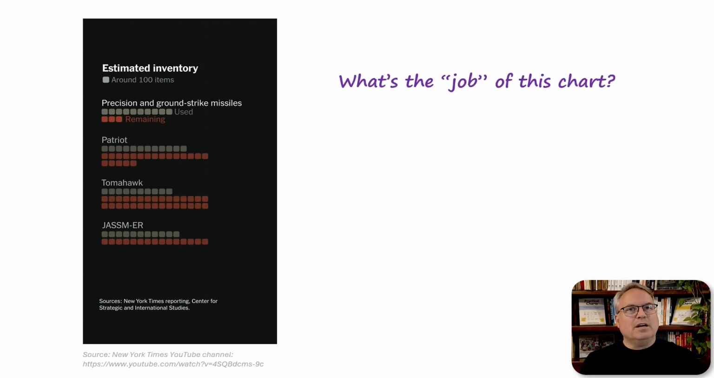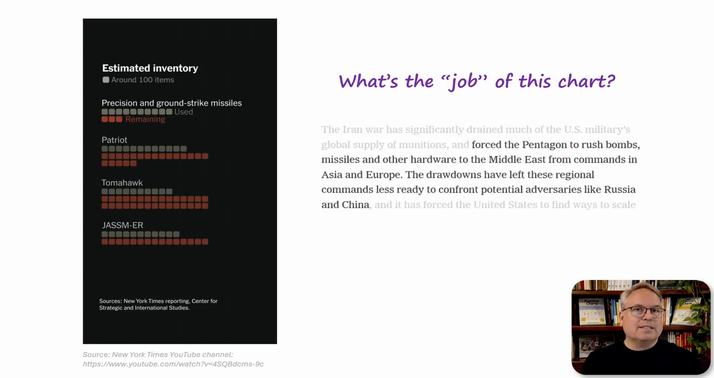And it's also not really clear what the job of this chart is. The narrator in the video had to tell us what the point of the chart is. And actually, I discovered later that this chart was also in a printed story, and we could see in the printed story that the main insight here, the job of the chart, is to communicate that the Iran war has forced the Pentagon to rush bombs and missiles, other hardware, to the Middle East from commands in Asia and Europe. The drawdowns have left those regional commands less ready to confront potential adversaries like Russia and China.